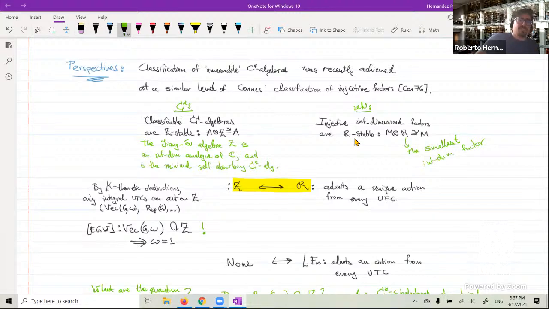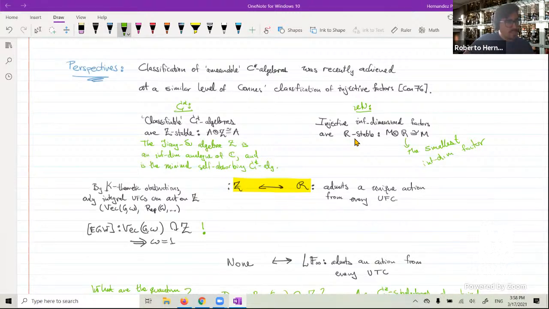So this classification is really occurring up to R stability, so up to those factors which absorb tensorially the hyperfinite II_1 factor. On the C-star algebra side, the class of C-star algebras can only include those which are Z-stable. So you can only classify algebras A which tensorially absorb this algebra Z, which is known as the Jiang-Su algebra.